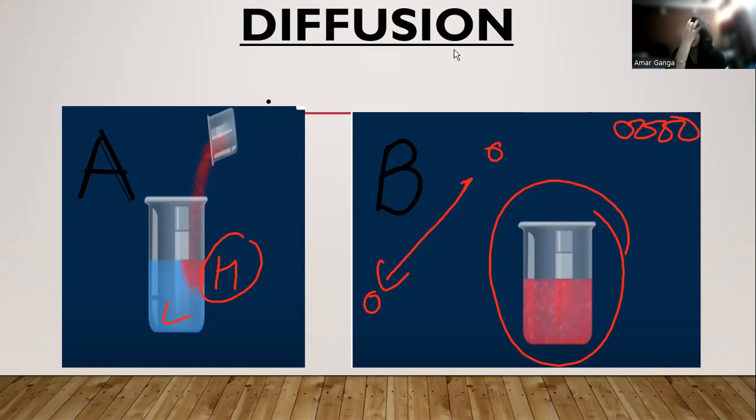Okay, now what are the factors that affect diffusion? You can easily tell temperature affects diffusion. If you have cold water and you want to mix something, it will take a lot of time. If you have warm water and you want to mix something, that will mix in a few seconds. So you can write temperature, okay, surface area, and state as well, solid, liquid, and gases, that also matters. So this is all about diffusion.